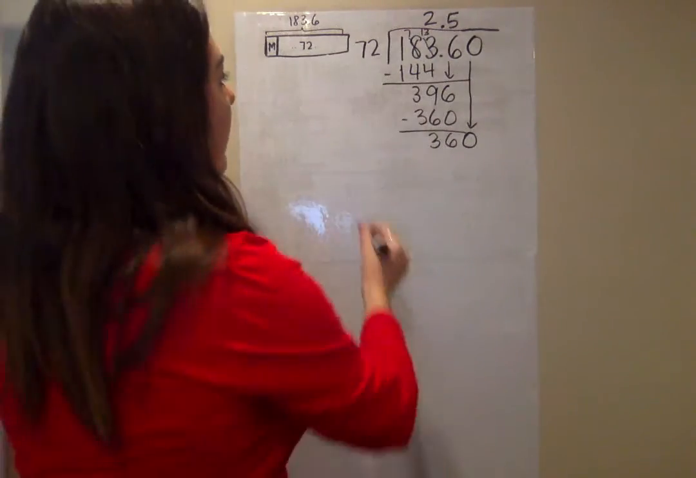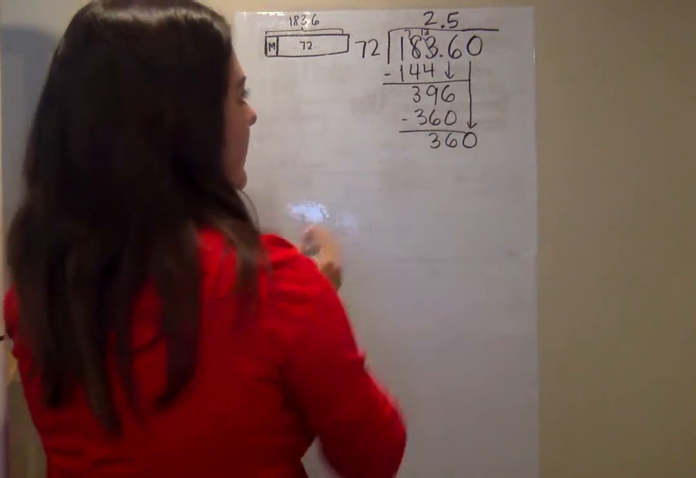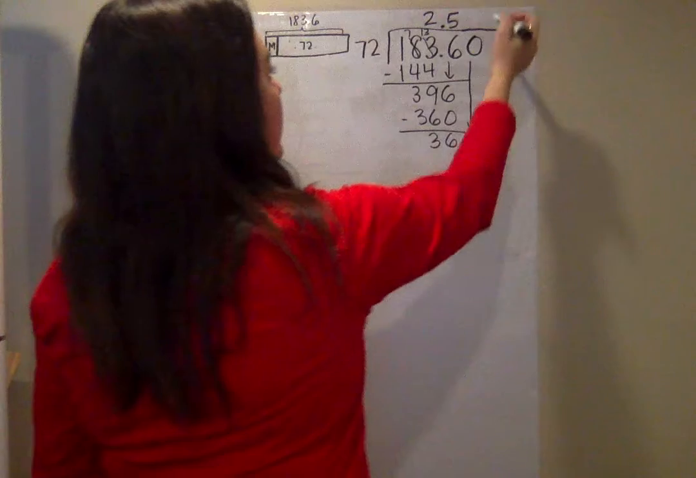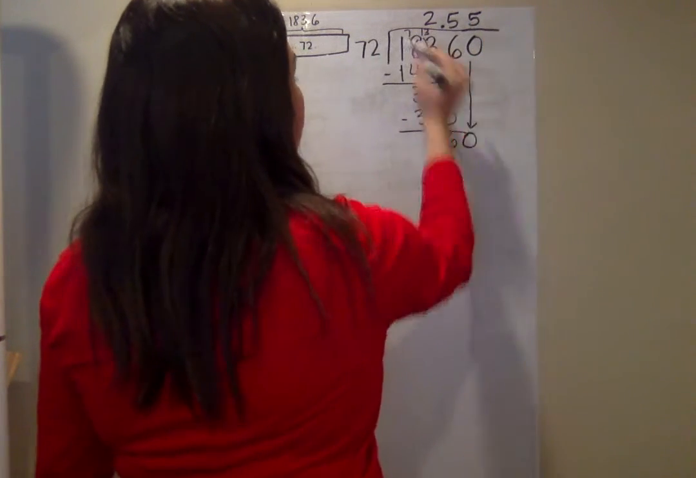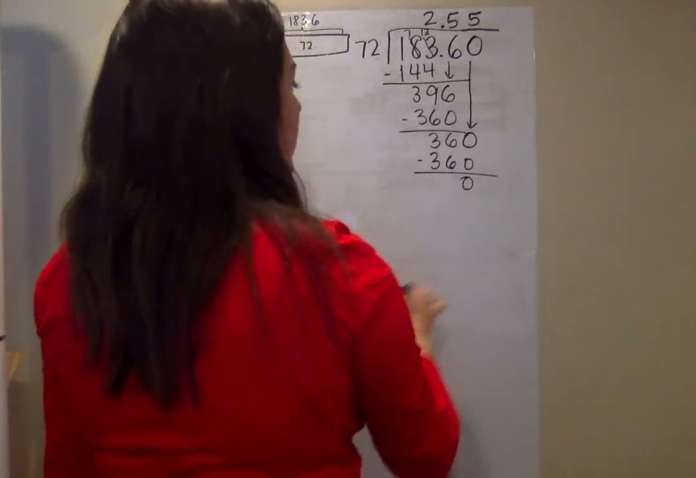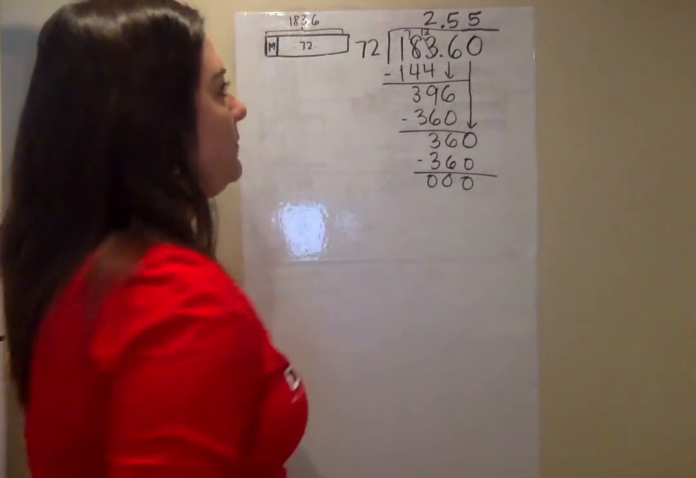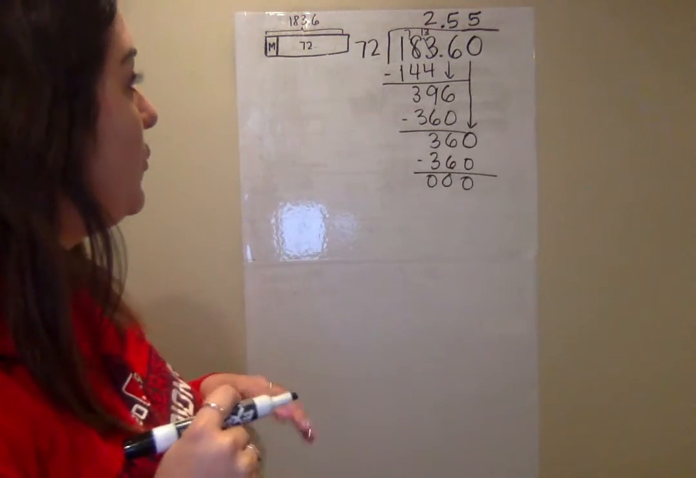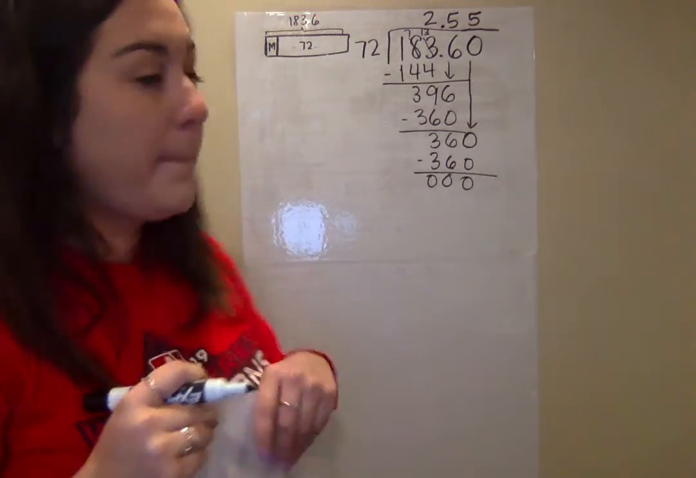Okay, so now I see that I need to divide 72 into 360. Well, I just figured this part out. So 72 goes into 360 5 times, and 5 times 72 is 360. When you subtract, you get 0. So your quotient is 2 and 55/100ths.